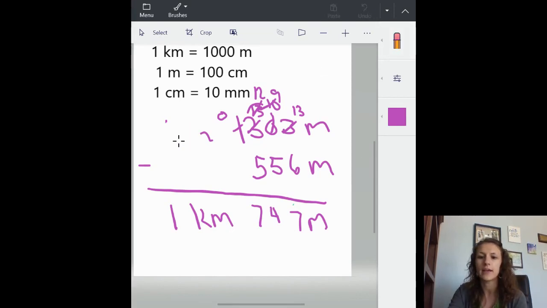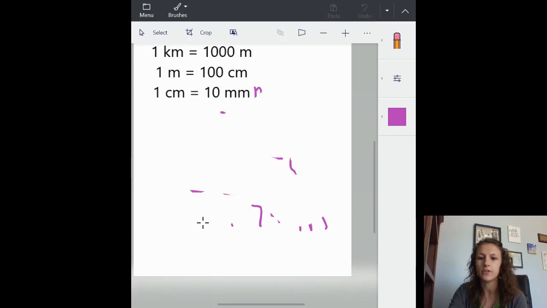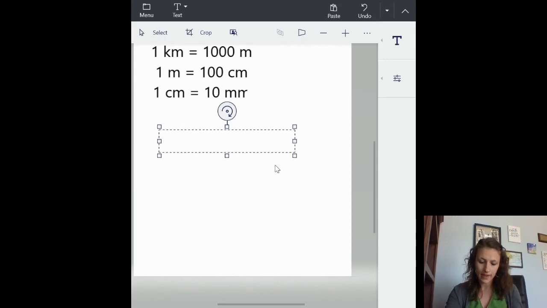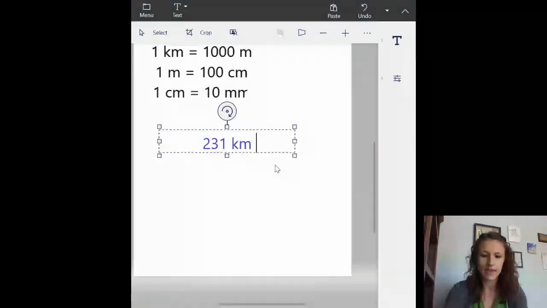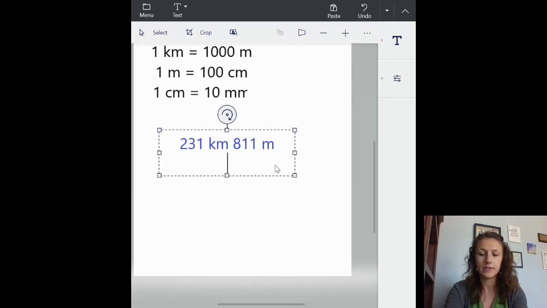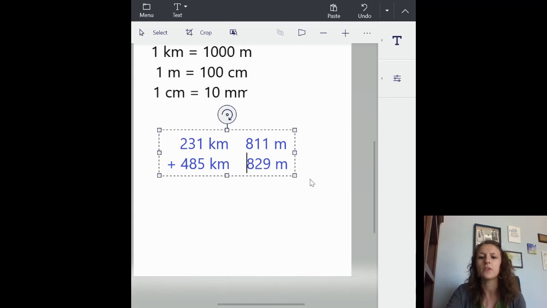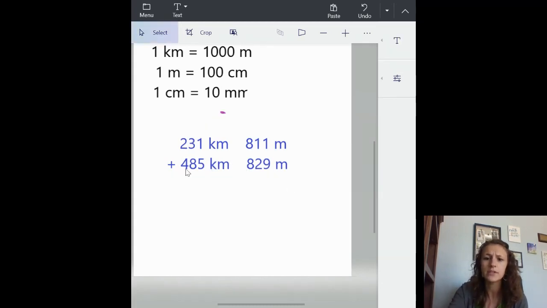And just like we did that with our subtraction, we can also do that with our addition. So let's talk about that. Let's switch back to our text. If I have 231 kilometers, 811 meters, and I want to add that to 485 kilometers, 829 meters. All right, and let me just space this a little so that it's easier for us to do. So as I'm solving this, I want to make sure that I'm adding appropriately. Okay, so let's switch back to our brush.